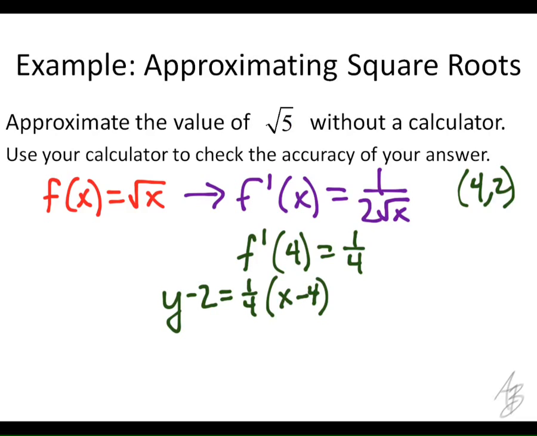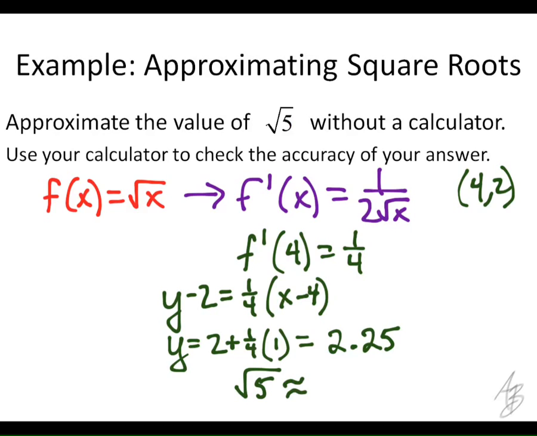Okay, so then how do we figure out what the value of the tangent line is going to be at 5? Plug 5 in for x, right? So we're going to have y minus 2. Let's go ahead and add 2 to both sides. So it's going to be 2 plus 1/4 times 1, which is 2 plus 1/4, which is 2.25, which tells us then that the square root of 5 is approximately equal to 2.25. Now, I don't want you guys to get the idea that the square root of anything is going to be approximately equal to something point 25. It just happened that way in both examples.